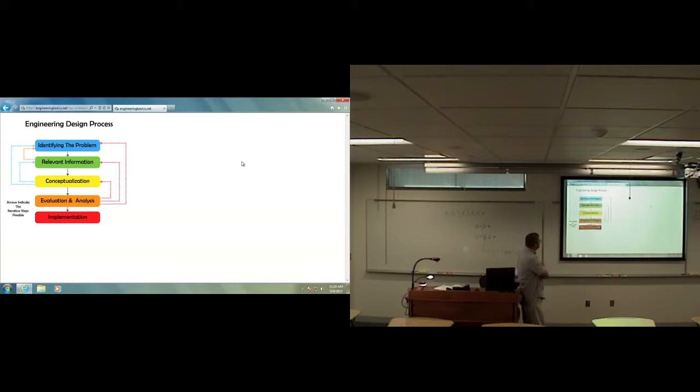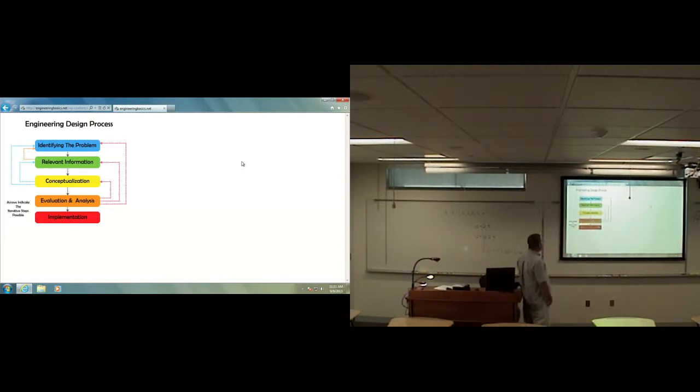We're gathering information, and then sometimes while we're gathering information, however, we find that we need to identify the problem better. Sometimes we find out that the cardboard box cannot be moved in such a way that we're trying to move it, so we need to go back to identifying the problem. Maybe we need a new box. So that becomes part of our new problem, right? So that's why they have this little orange arrow that goes from relevant information back up to identifying the problem.